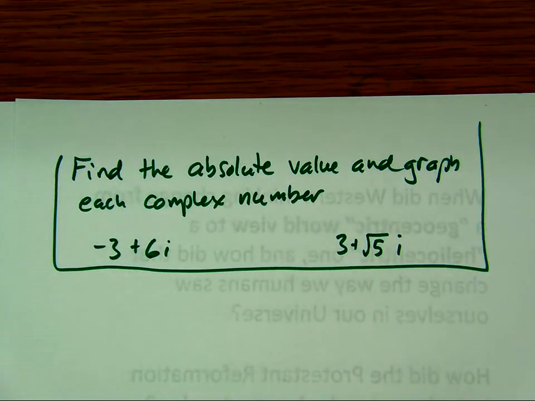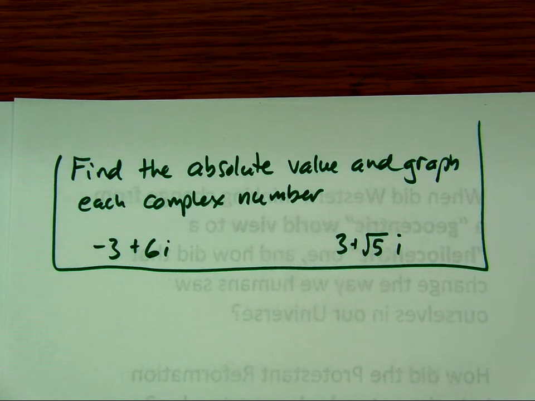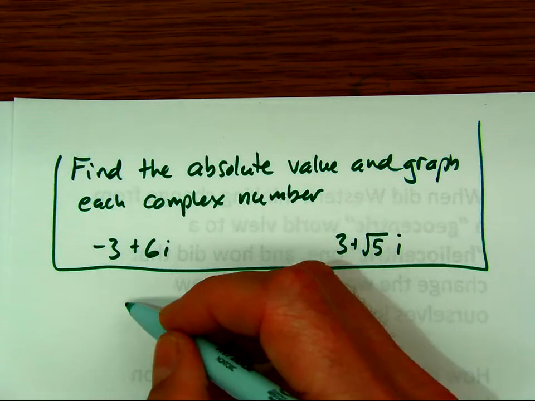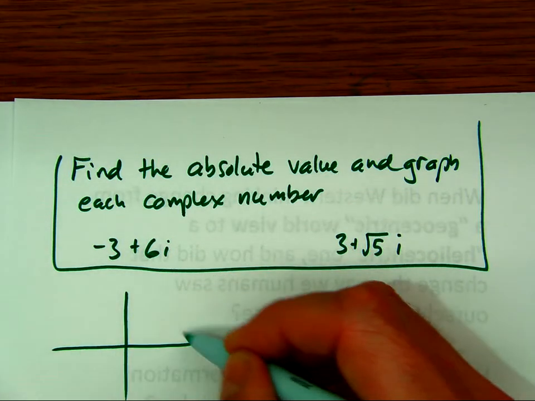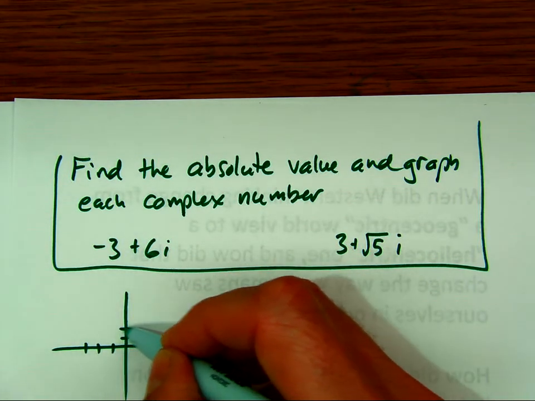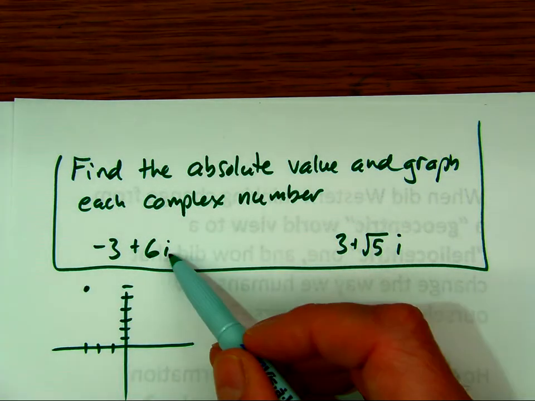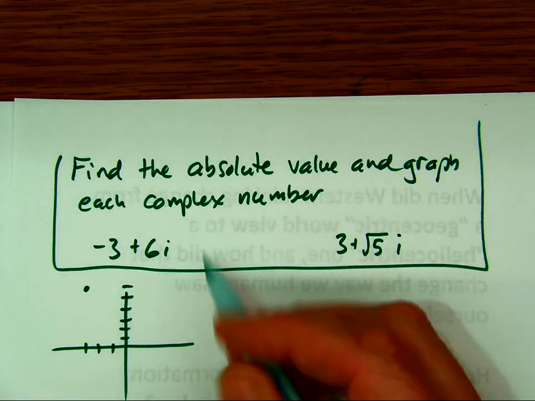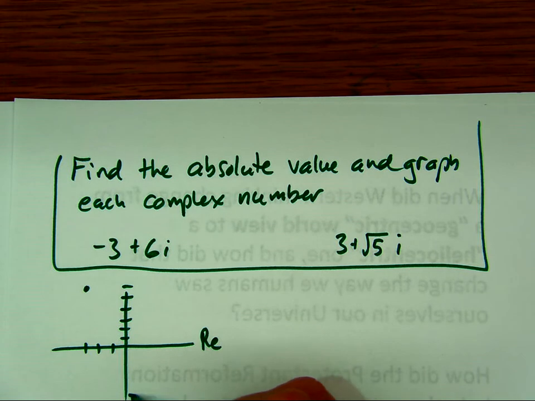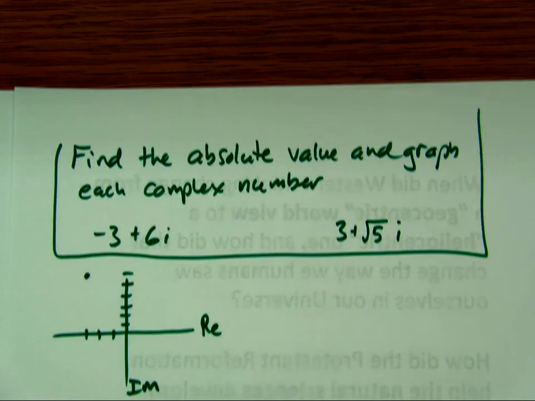All right, the absolute value of a complex number is just going to be the radius going to that point in the complex plane. So we'll go 1, 2, 3, 1, 2, 3, 4, 5, 6. There's the graph of that complex number on the real axis and the imaginary axis.